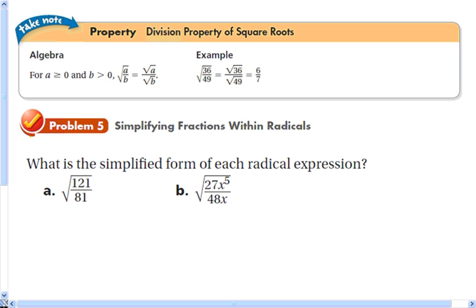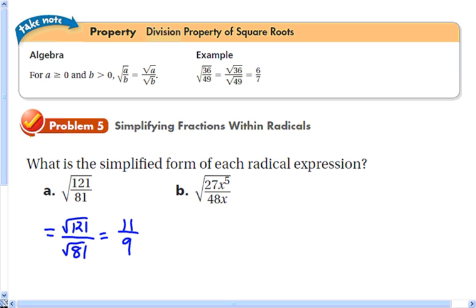All right, we're going to learn how to simplify quotients with square roots, and this property will come in handy. If we have the square root of some fraction, we can split that fraction up and do the square root of the numerator divided by the square root of the denominator. So what that means in this first problem is we can just find the square root of 121, square root of 81 separately, and we get 11 over 9.